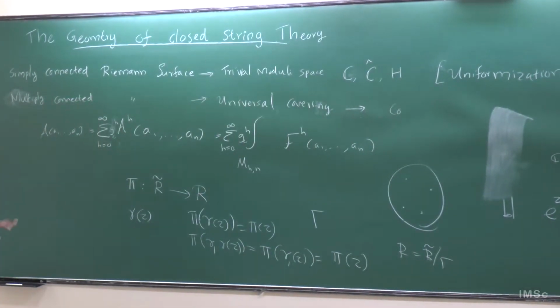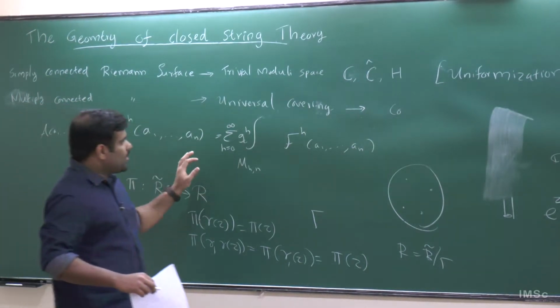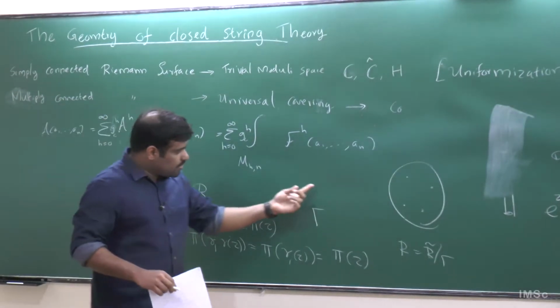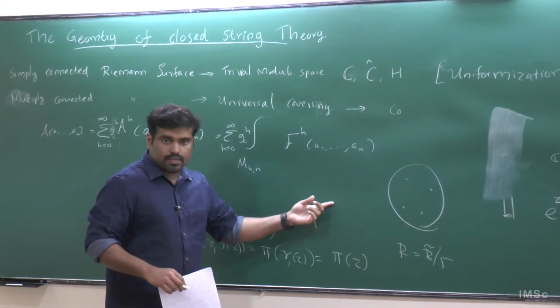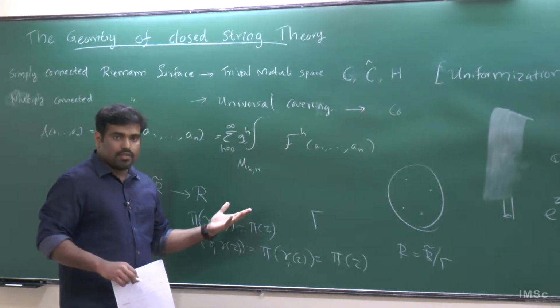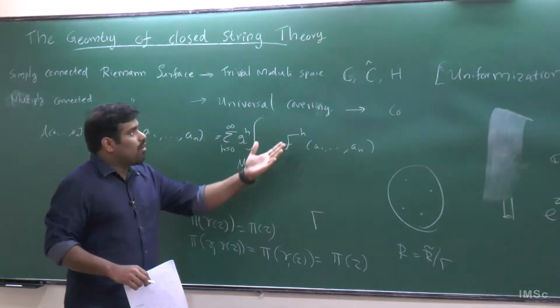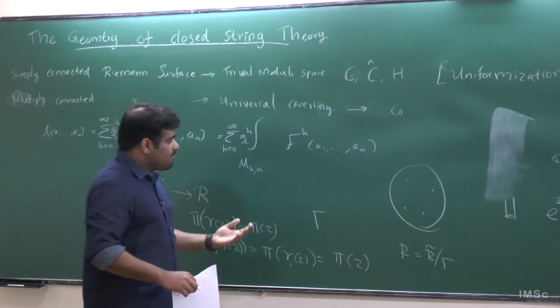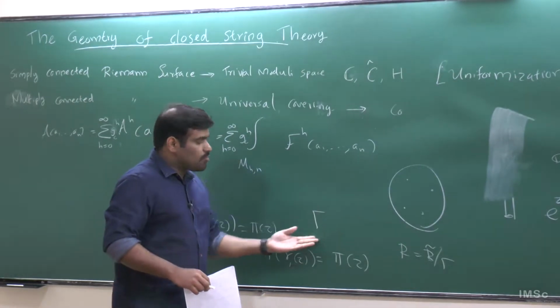Now once you have that statement, the good thing is that you will be able to identify different Riemann surfaces by looking into the group gamma. Once you fix the universal covering space, say C or H, all the information lets you identify the Riemann surface R with the group gamma.